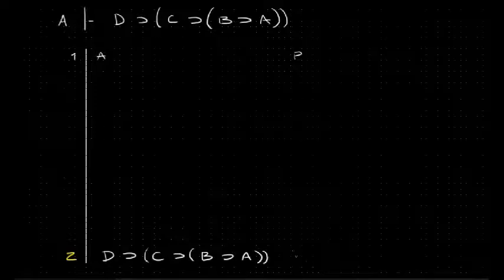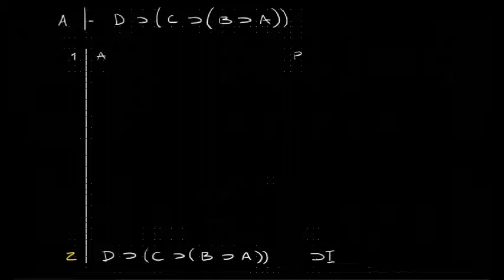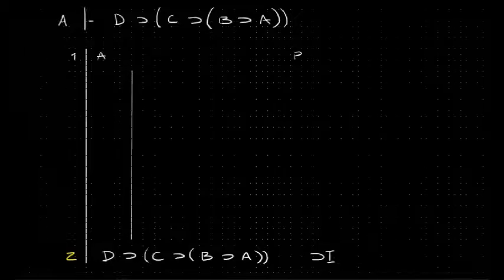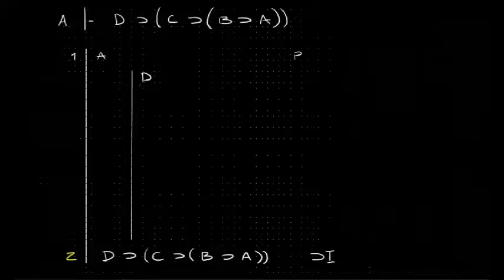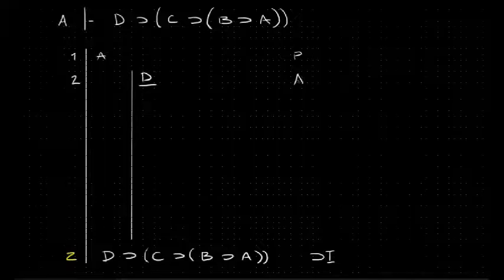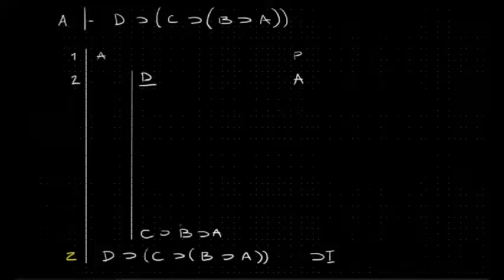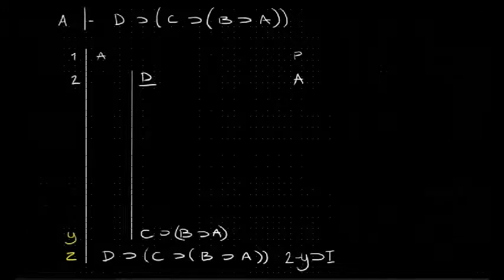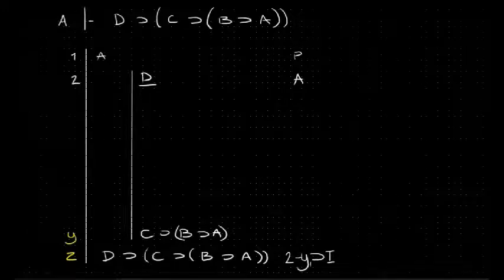And I'm going to do the same thing that we usually do and ask, how could I have gotten to this? Well, looks like it was a conditional introduction, that's the main operator, from a subproof that will have begun with the assumption that D, that's on line 2, and finished with this consequent. So C, then B, then A. And that's going to be on line Y. So 2 to Y and the conditional introduction is our justification for this.